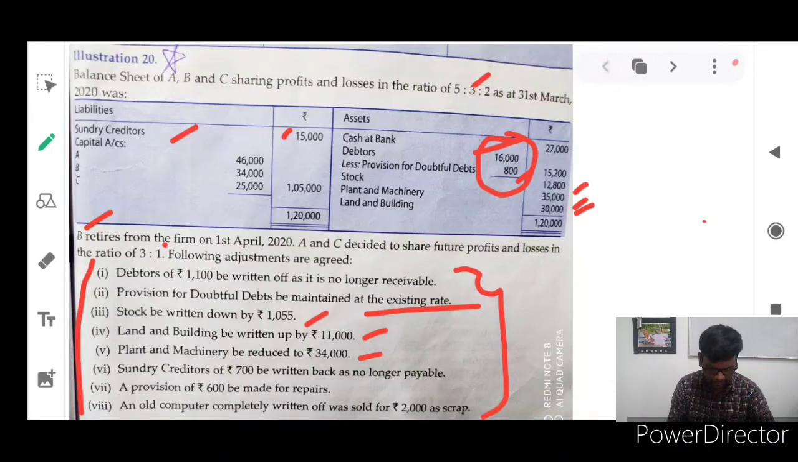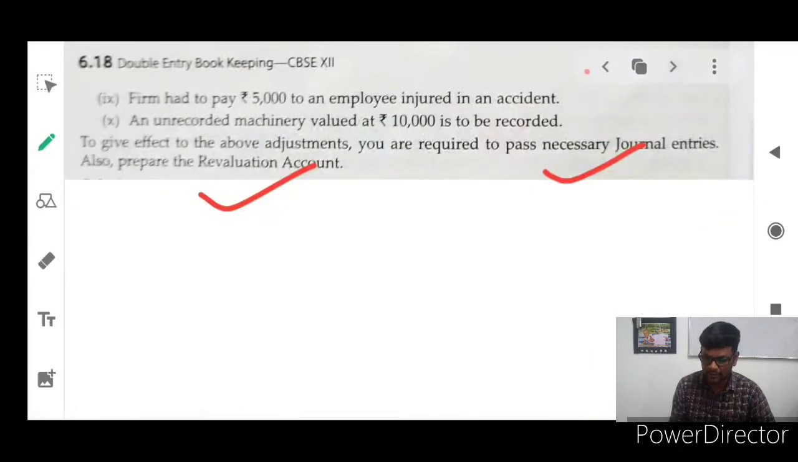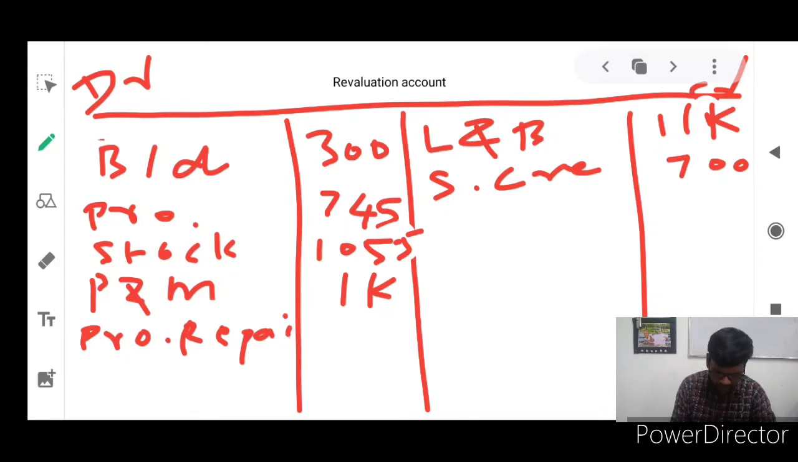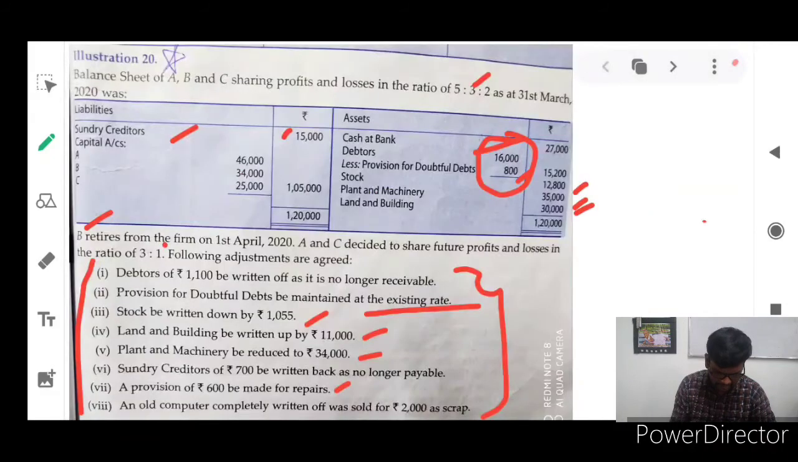a provision of rupees 600 be made for repairs. For repairs, we are allotting a provision of 600 rupees. Anyway, liability increased, so we write it on the debit side of the revaluation account as provision for repairs. On the liability side, it is provision for repairs. How much amount? Provision for repairs is 600 rupees.